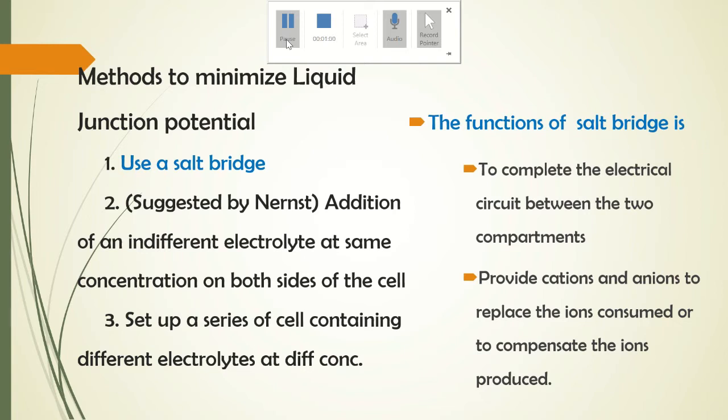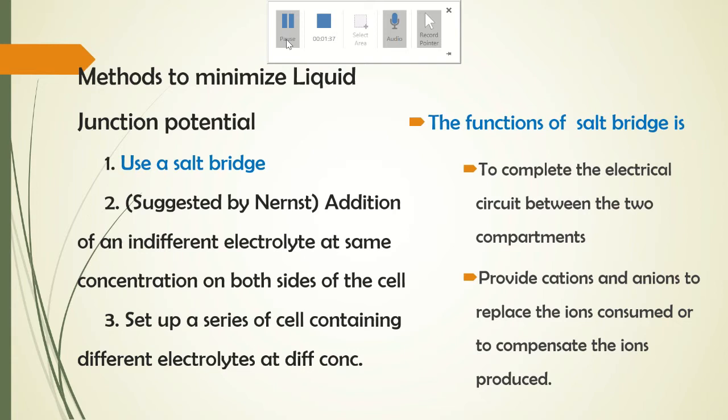There are two more functions of the salt bridge. The first one is that it can be used to complete the electrical circuit between the two cell compartments. The second is that during the cell reaction, there are chances for ions to be consumed, or excess ions can be produced. If you use a salt bridge, it will provide cations or anions to replace the ions which are consumed in the reaction, or compensate for the ions which are produced during the cell reaction.